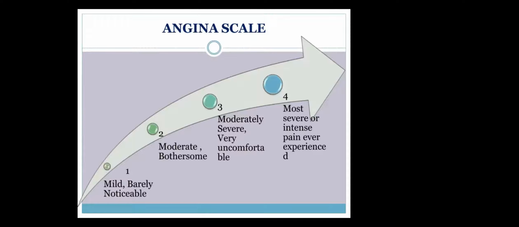This is a scale that can be used for angina, wherein the severity increases from 1 to 4. 1 is mild or barely noticeable, 2 is moderate or bothersome, 3 is moderately severe or very uncomfortable, and 4 is most severe or intense pain ever experienced. If the individual is grading it as 4, you might have to terminate the test.